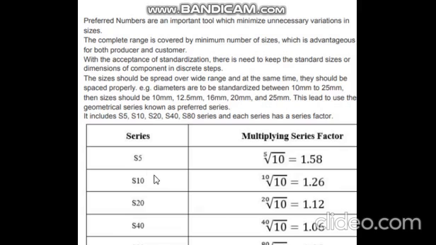This is the series. See, in the series, how do you get these numbers? The multiplying factor is the fifth root of 10. Fifth root of 10 is 1.58. With this 1.58, you have to keep on multiplying, then you will get that series. Okay. Fifth root of 10 is 1.58, so that is why, because of the fifth root, it is the R5 series.